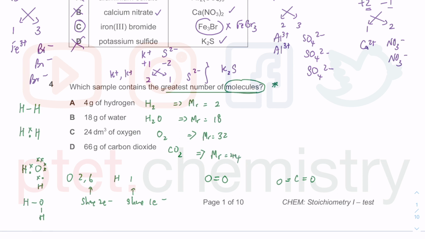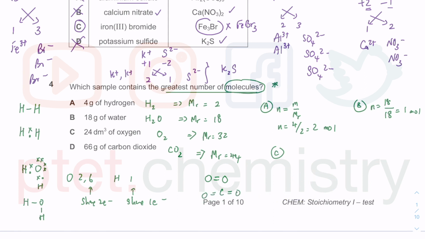So what is given here are masses. So what we can do is work out mole. Mole is equal to mass over MR. So the mole there is 4 gram over 2. I get 2 mole for A. And then for B, I get 18 gram divided by the MR. That is 1 mole. For C, what do I get for C?